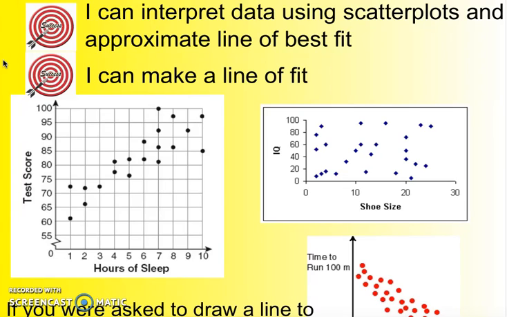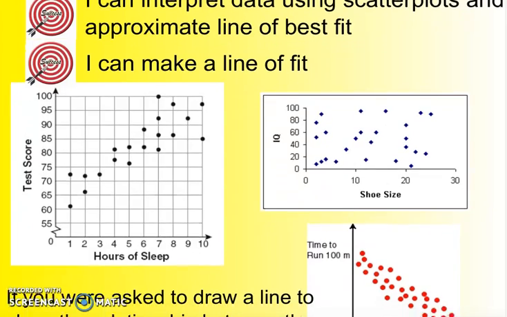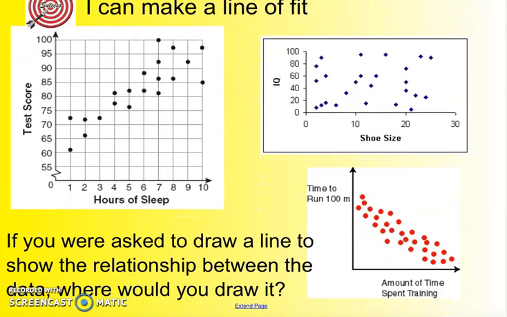So, first of all, you're looking at three different graphs here, all of which are scatterplots. If you were asked to draw a line to show the relationship between the data, where would you draw it? This is something that you had to do in the last video, so we're just going to practice. Where would you draw this line?